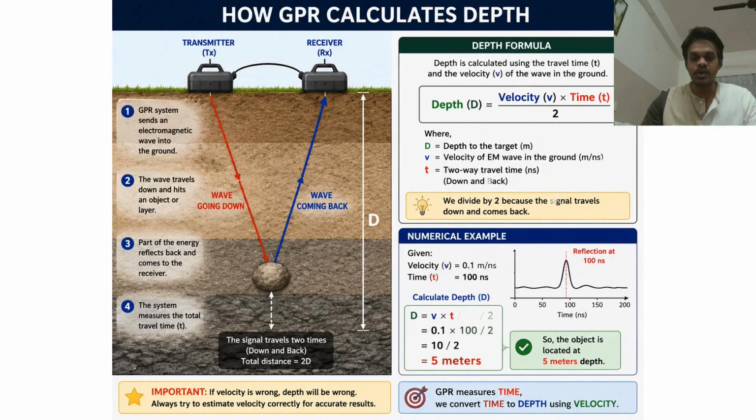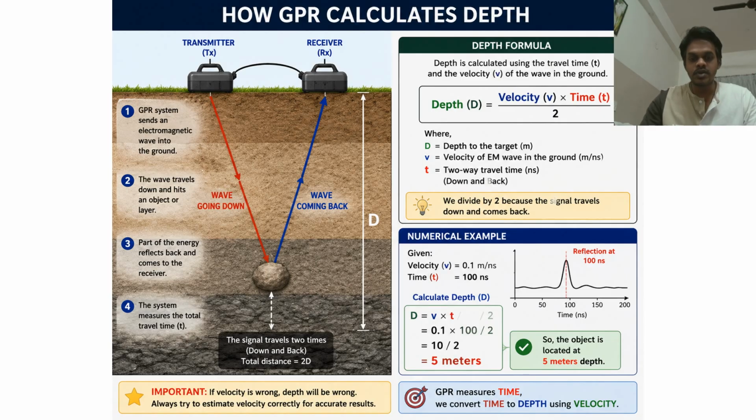This is a simple concept. But here you have to understand one thing very clearly. Your velocity value should not be wrong. If the velocity values are more accurate, then you'll get better results. This is the common mistake that beginners make. So always try to estimate the velocity correctly. And in the next videos, we will see how velocity is calculated and how it changes with different materials.